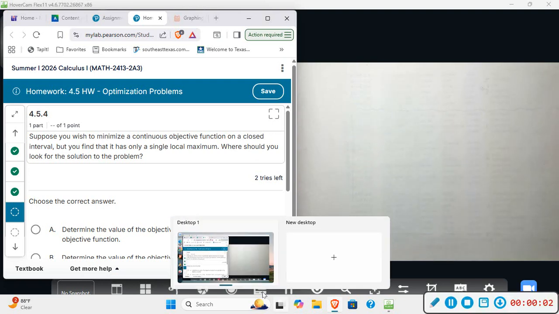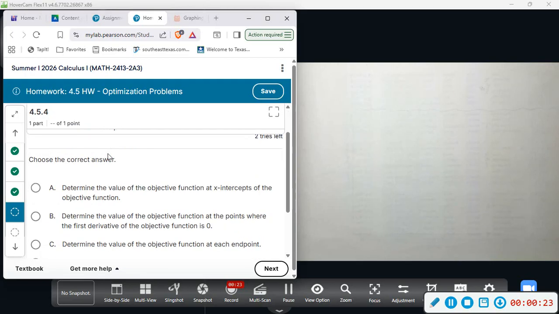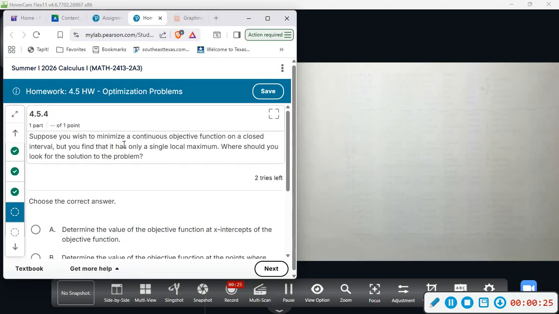All right, question number 6 says, suppose you wish to minimize a continuous objective function on a closed interval, but you find that it only has a single local maximum. Where should you look for the solution to the problem? All right, so we've talked about identifying the critical points. When you take the first derivative, set it equal to 0, that will give you the critical points for potential max or min. But if you only find the maximum, you also need to check the endpoints.